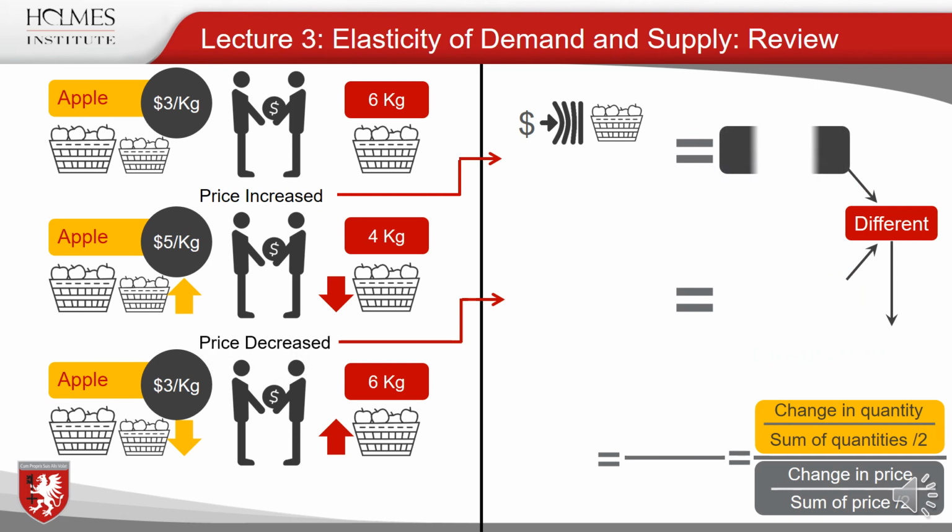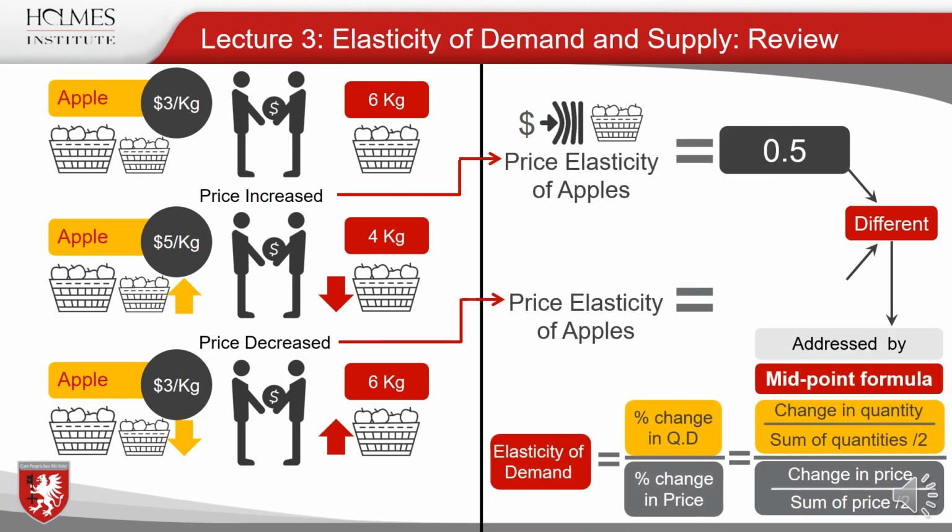Now we can check our calculations by using an averaging method, and that's called the midpoint formula for calculation. And that is, very simply, change in quantity divided by the average of the quantity, divided by the change in price divided by the average of the price. Now the equations are on a slide.